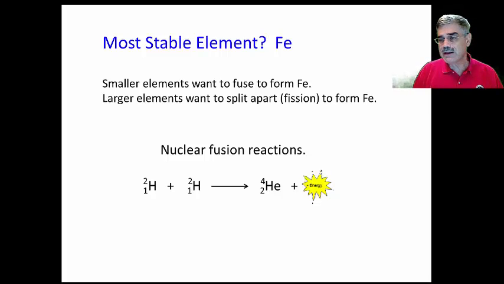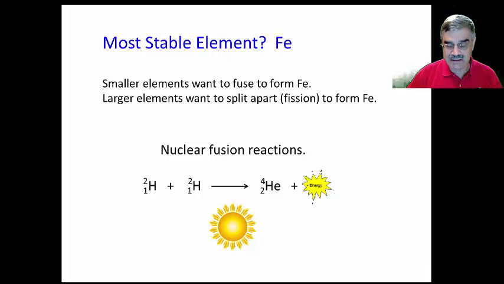Now this is actually what happens on the sun. So one reaction that occurs on the sun, there are other nuclear fusion reactions, but one is 2 nuclides of hydrogen. This actually would be the deuterium nuclide of hydrogen combining together to form helium. When that happens, also energy is released. So a nuclear fusion reaction. This happens on the sun.